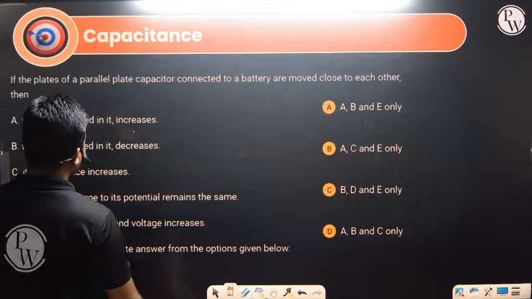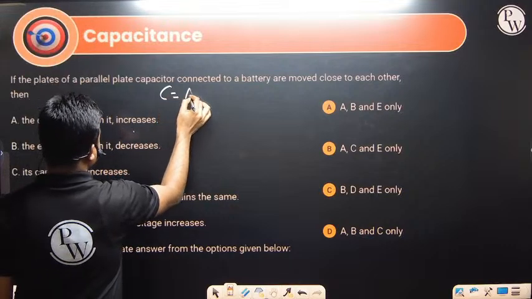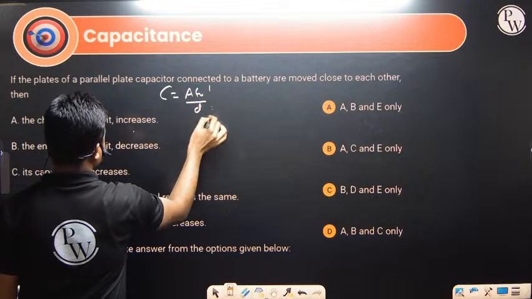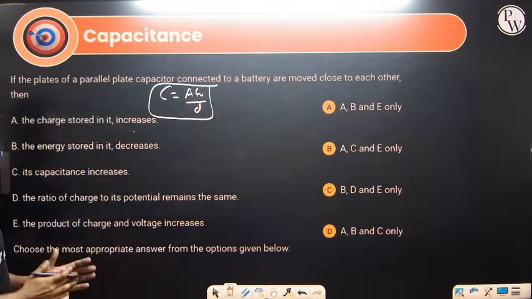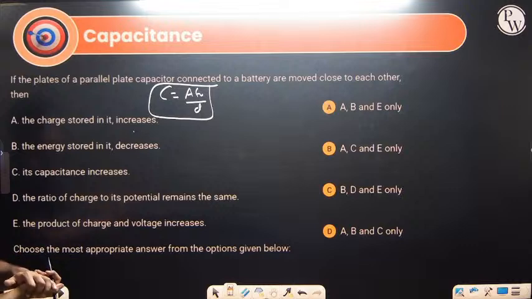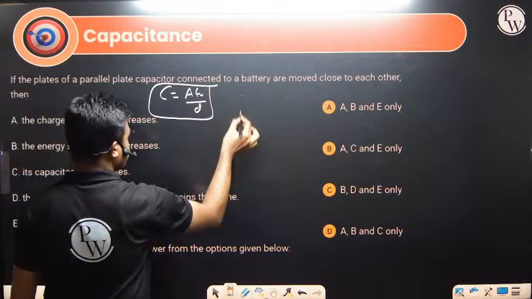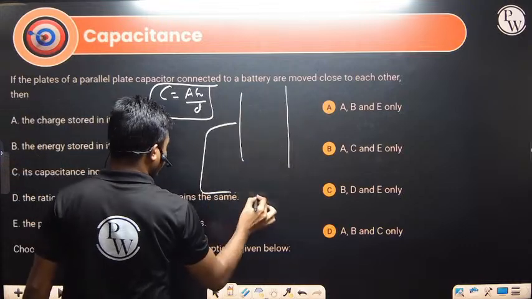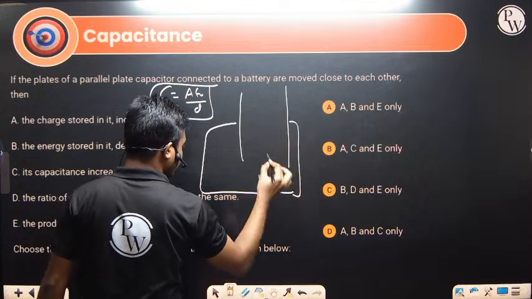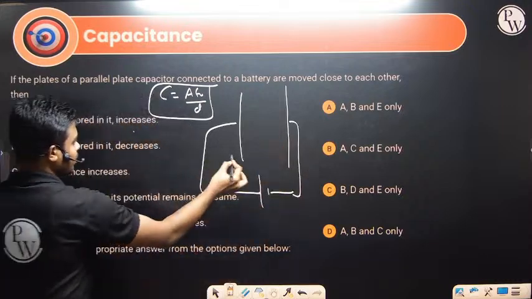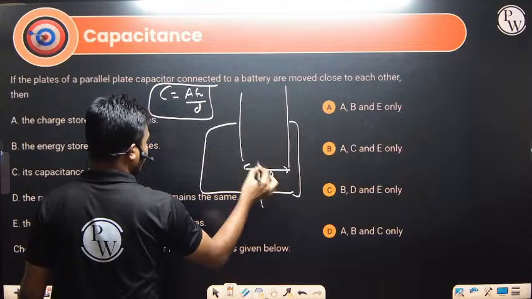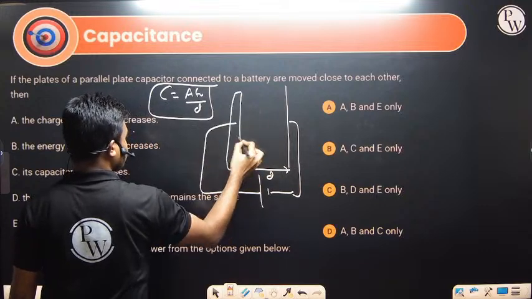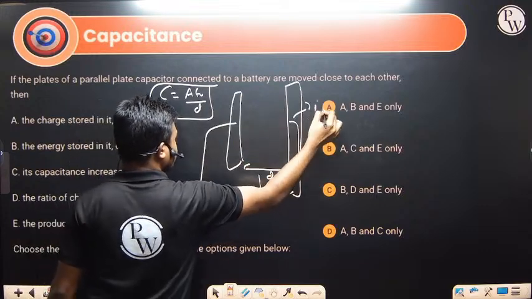The capacitance value is given by C is equal to A epsilon naught divided by D. The plates of the parallel plate capacitor connected to the battery are moved close to each other. Okay, fine, it is connected to the battery. So what will happen? Let's see. D is the distance between these two plates, and A is the area of these plates.